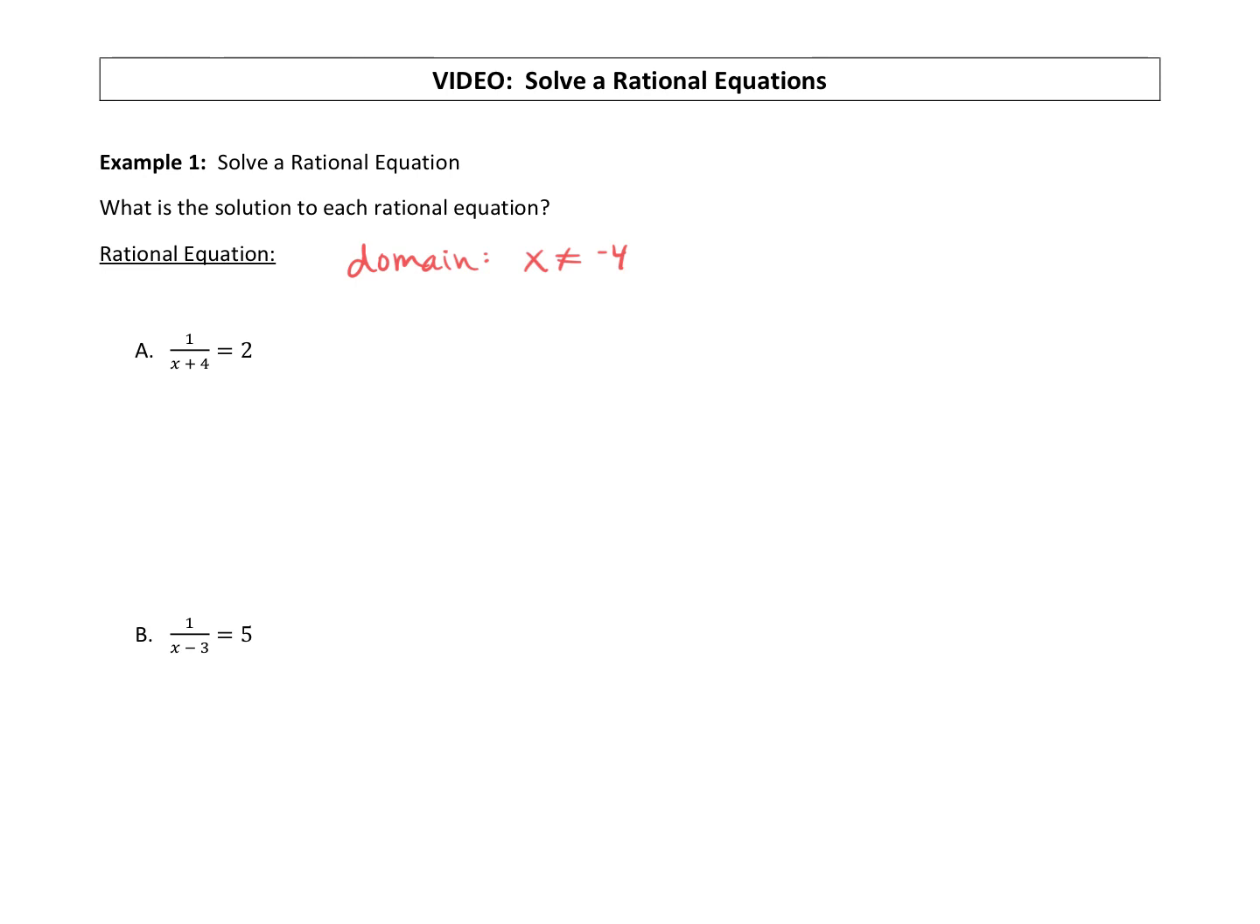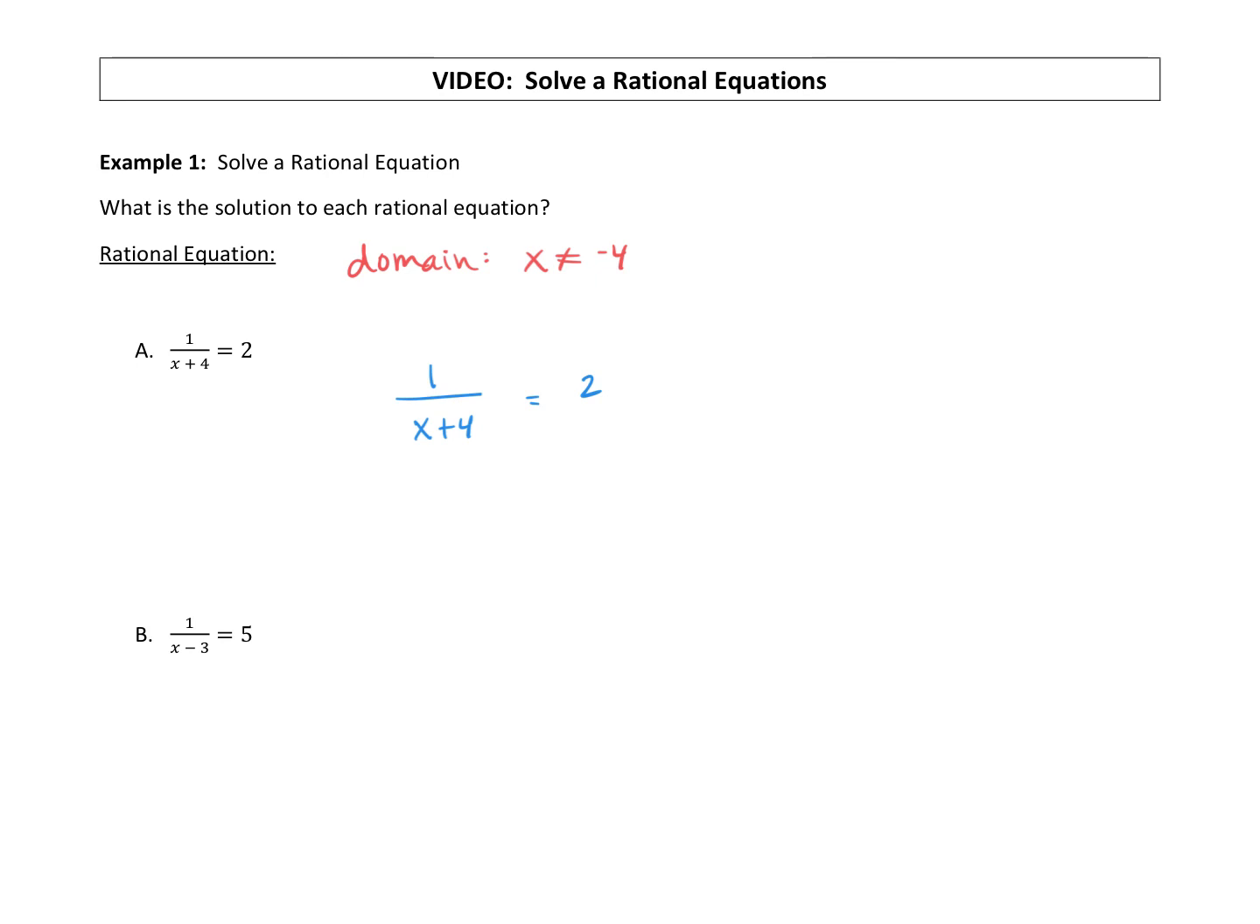So I'm going to rewrite the equation so I have a little bit more space. 1 over x plus 4 is equal to 2. Okay, so when you have an equation with fractions, we have done this before, our fraction trick. You can multiply the whole equation by your denominator. So that's essentially what we're doing here. We're going to multiply the whole equation by the denominator.